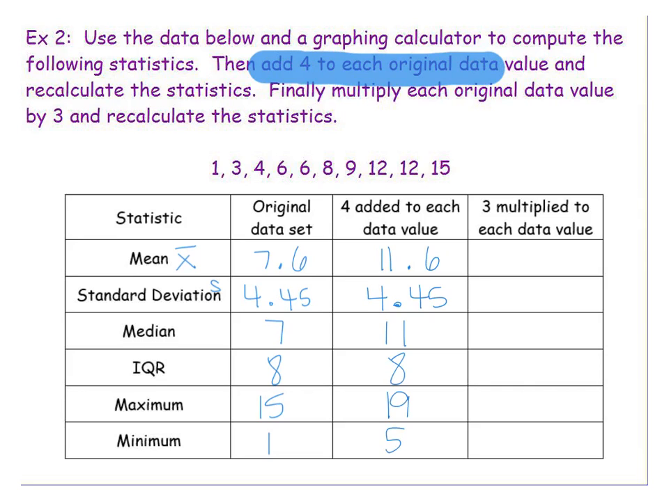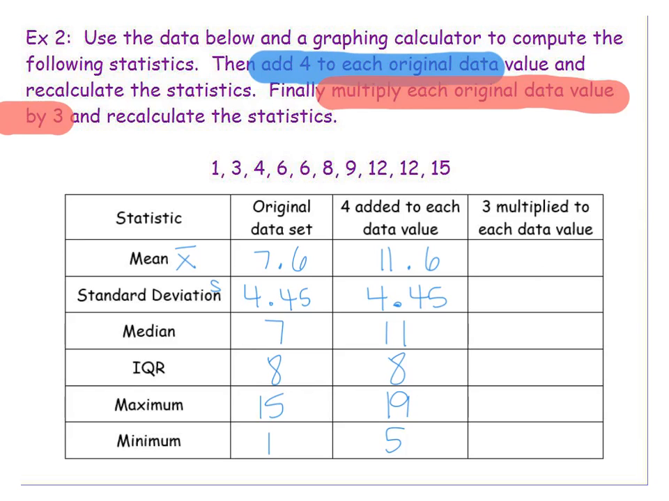So now, our final step is to multiply each original data value by 3. So, stat, enter to edit. Instead of 1, we're going to put in 3. Instead of 3, we're going to put in 9. Instead of 4 is 12. And all the way up to 15 changes to 45 because you're multiplying by 3. Pause the video.